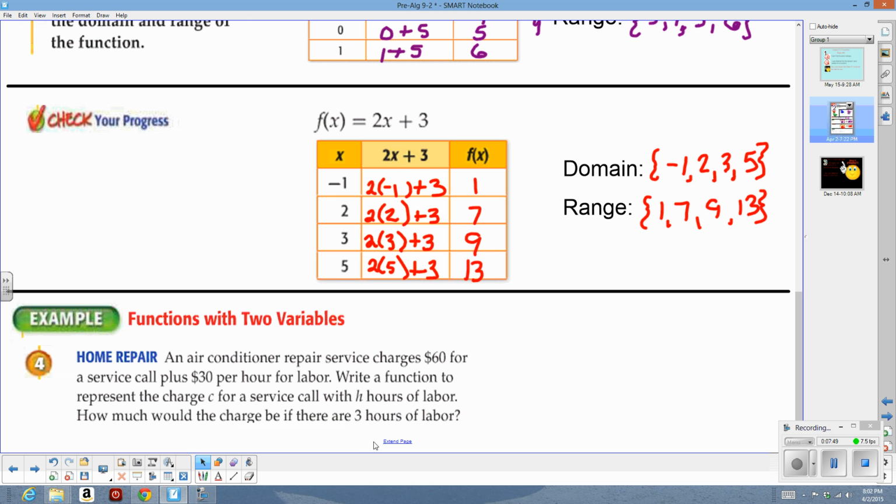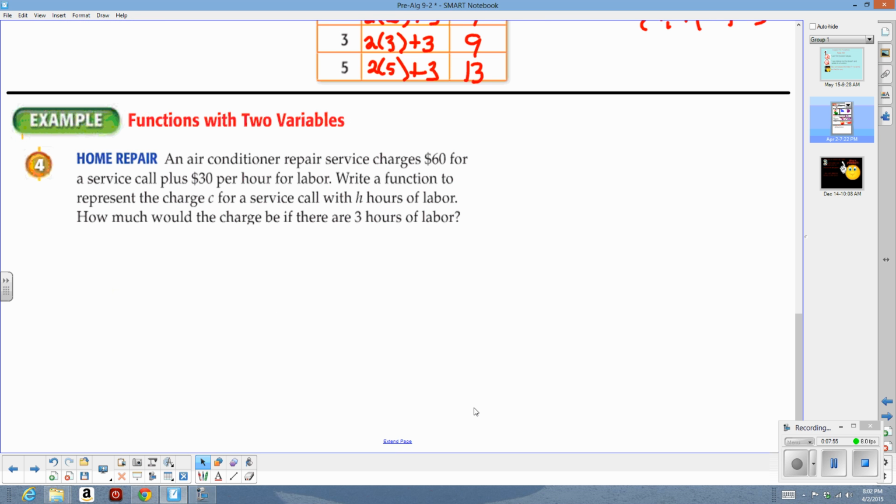Now remember, functions can be written just as an equation as well. It doesn't have to be in function notation. This last example is just writing a function with 2 variables. It says an air conditioner repair service charges $60 for a service call plus $30 per hour for labor. Write a function to represent the charge C for a service call with H hours of labor. How much would the charge be if there are 3 hours of labor?